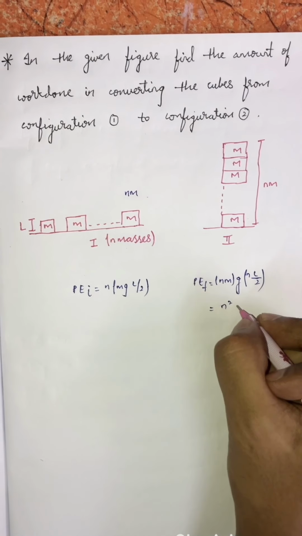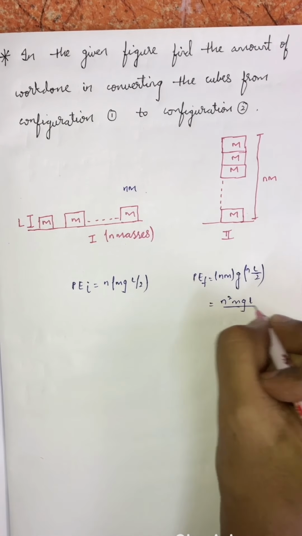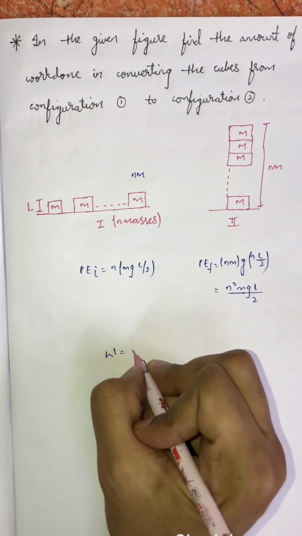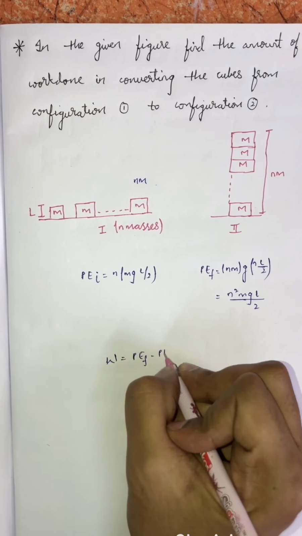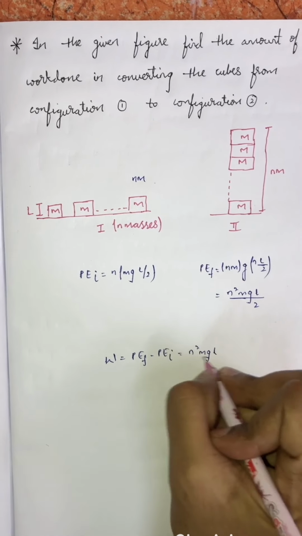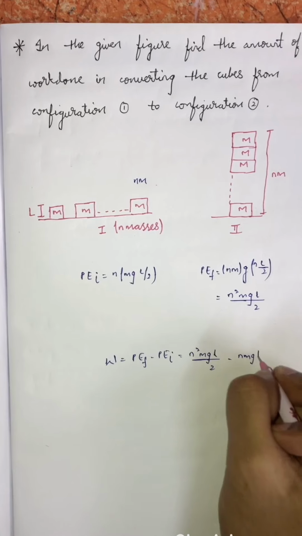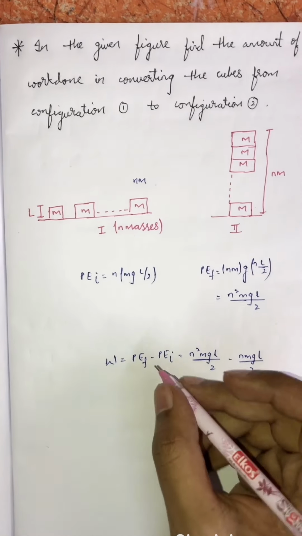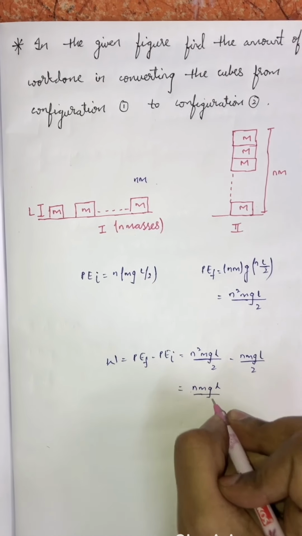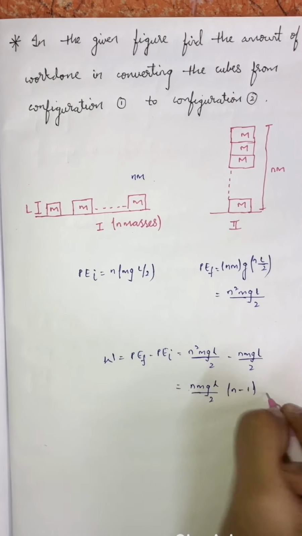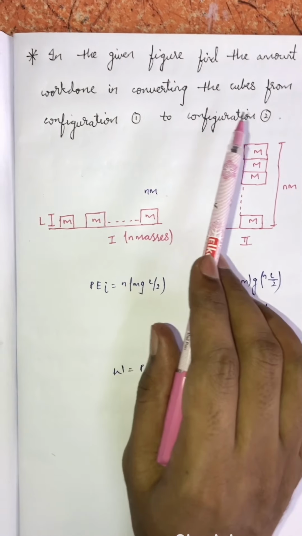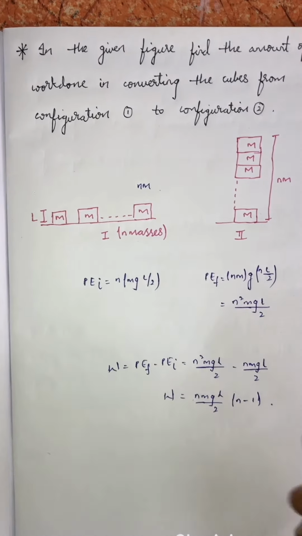So work done will be equal to potential energy final minus potential energy initial. The potential energy final is n square mg L by 2 minus n mg L by 2. Taking n mg L by 2 as common, n minus 1. So work done in converting the blocks from configuration 1 to configuration 2 will be equal to n mg L by 2 times (n minus 1). That's it. Very easy. So take care.